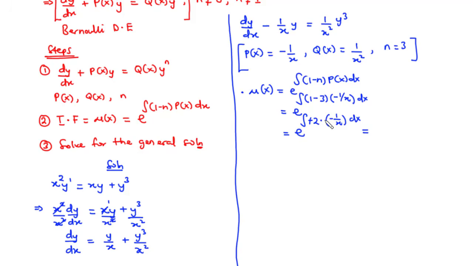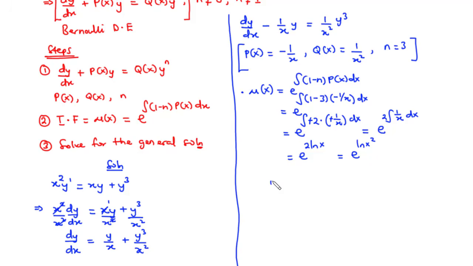Now negative cancels out negative, and 2 is a constant, so 2 goes outside. So we have e to the power 2 times the integral of 1 over x dx. When you integrate 1 over x with respect to x, you have ln of x, so we have e to the power 2 times ln of x, and this can be written as e to the power ln of x squared.